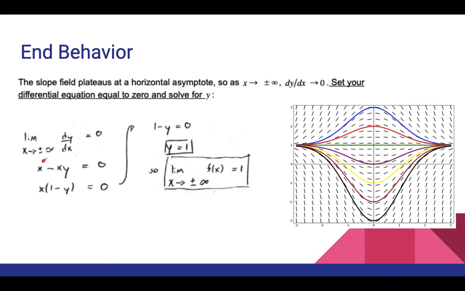So that tells us x minus xy, the differential equation that we're working with here, is going to be equal to 0. So we can solve this equation for y. We factor it out. We get x times 1 minus y equals 0. So we get 1 minus y equals 0, or y equals 1. So that tells us the end behavior of our differential equation is that as x approaches plus or minus infinity, f of x will approach 1, which is what we see happening right here.